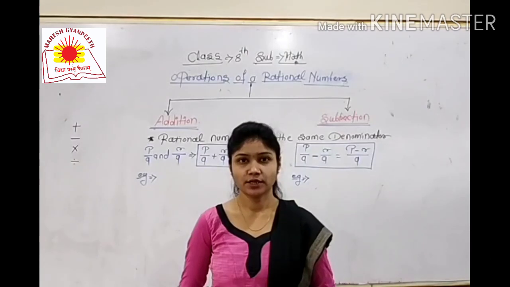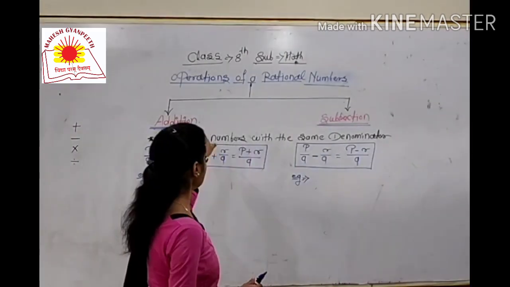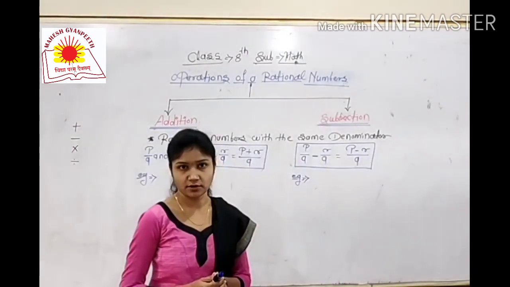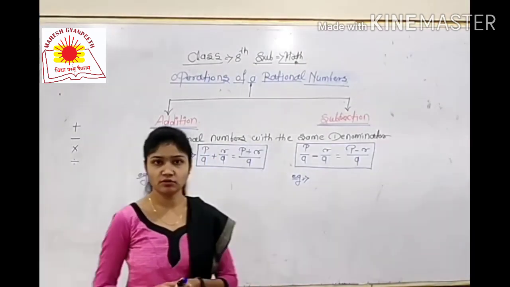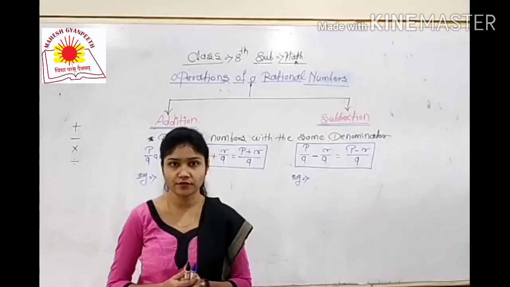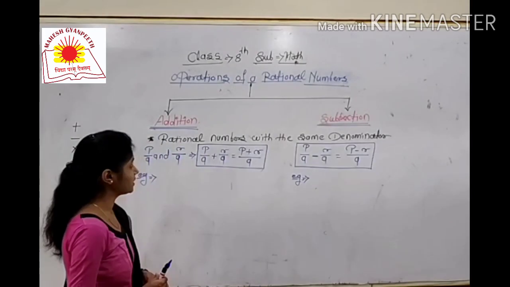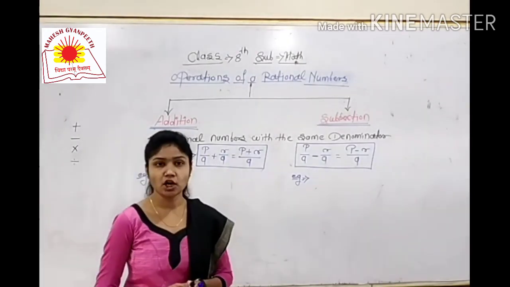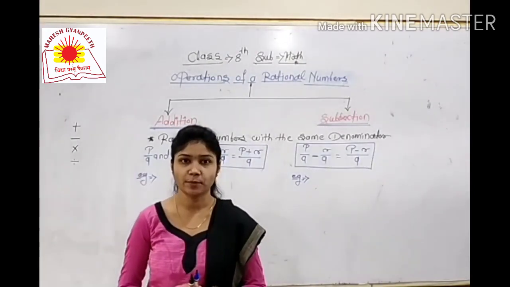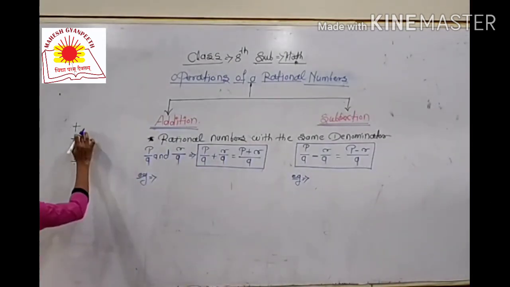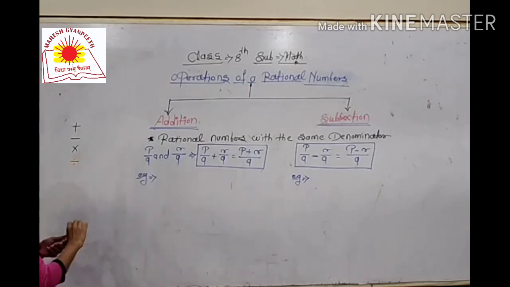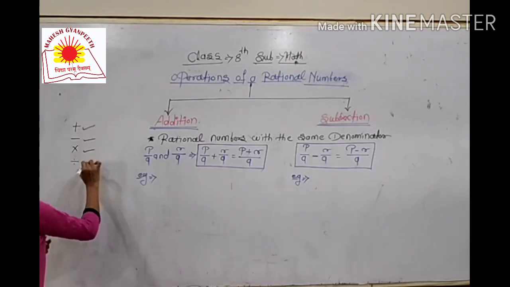So today we are going to discuss the topic: operations of rational numbers. In the previous class we discussed the comparison of rational numbers. Now next we will look at the operations of rational numbers. All of you know the main mathematical operations: plus, minus, multiplication and division. These are the four operations of mathematics.